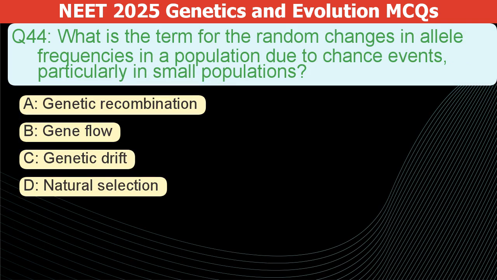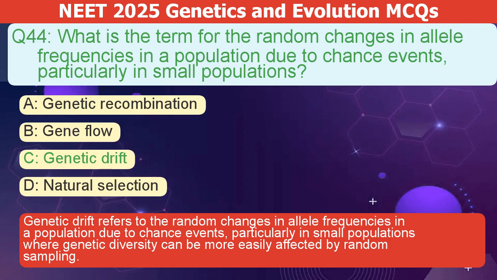What is the term for random changes in allele frequencies in a population due to chance events, especially in small populations? A. Genetic recombination. B. Gene flow. C. Genetic drift. D. Natural selection. The correct answer is C. Genetic drift refers to random changes in allele frequencies in a population due to chance events. Particularly in small populations, where genetic diversity can be more easily affected by random sampling.